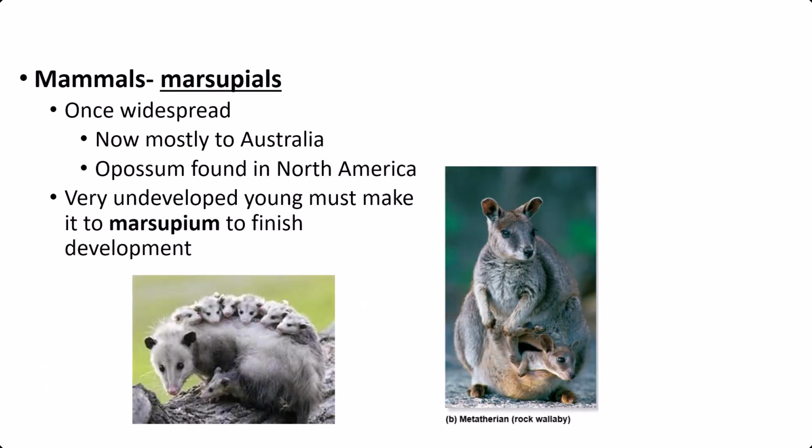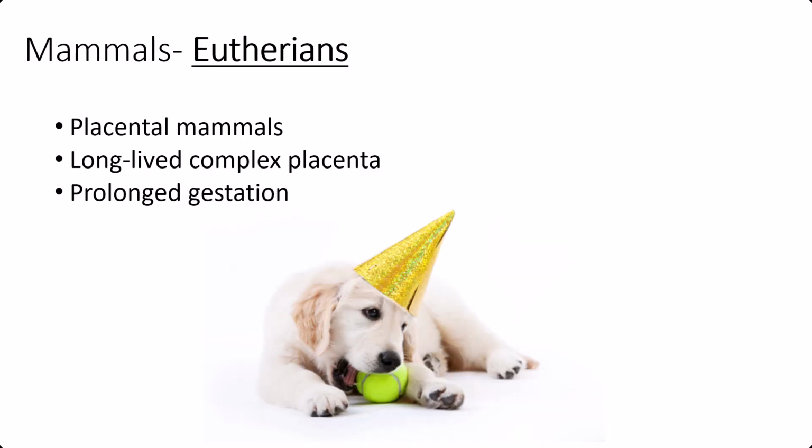Then there's marsupials. They were once really widespread, but now they're mostly found in Australia. So typically, I think when people think of marsupials, they think of a kangaroo or a wallaby, but the North American marsupial example is the possum. The young are born very underdeveloped and they have to make it to the marsupium, which is the fancy word for the pouch, to finish their development. Then we've got the eutherians, which are the placental mammals. They develop in a relatively long-lived and complex placenta, and there's a relatively prolonged gestation.